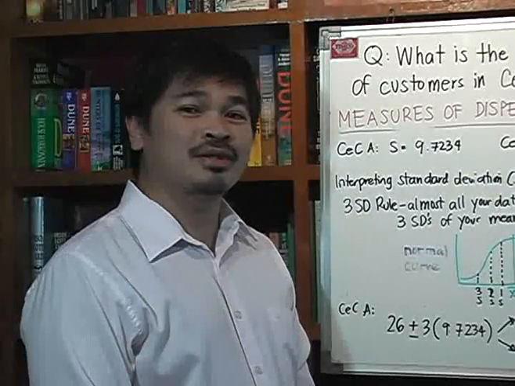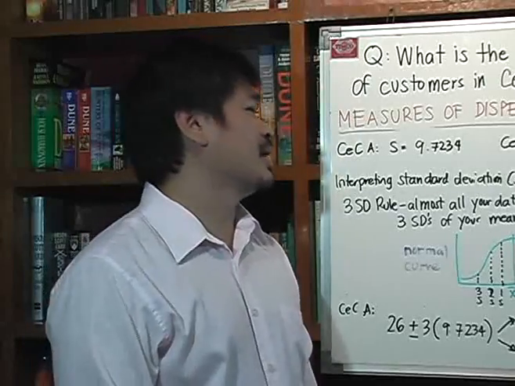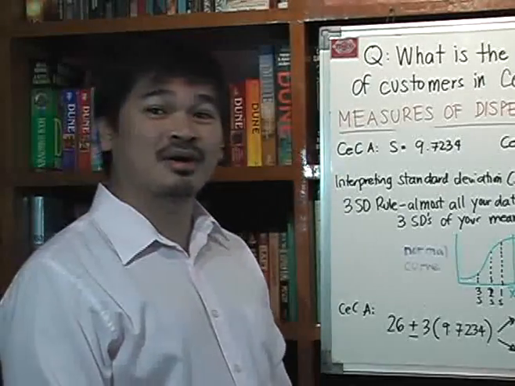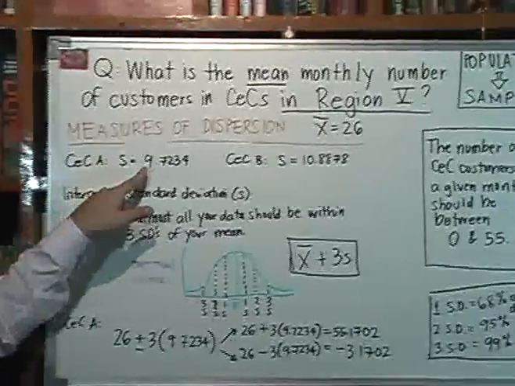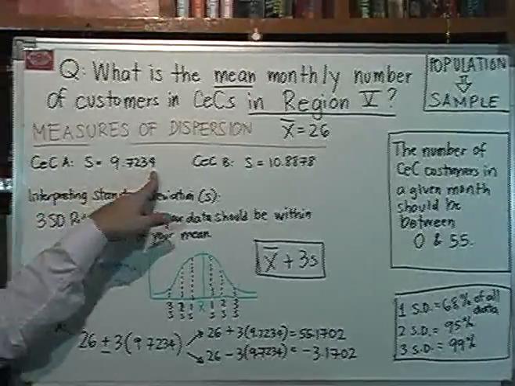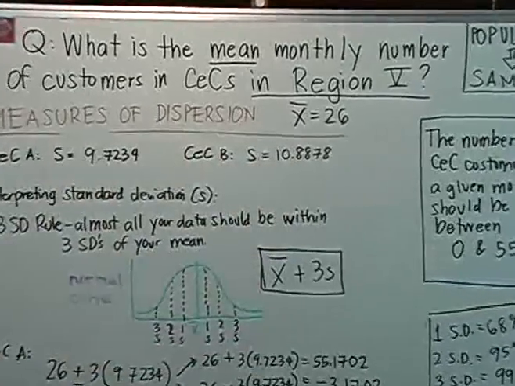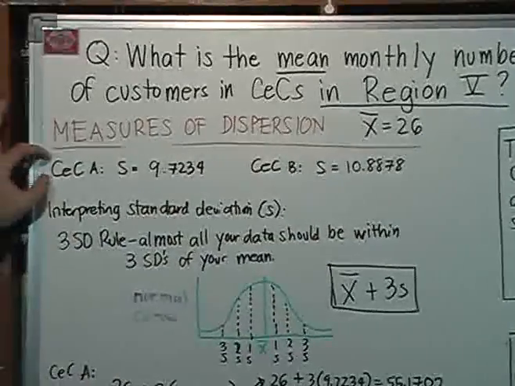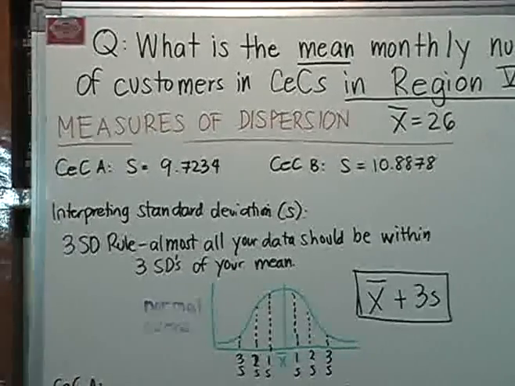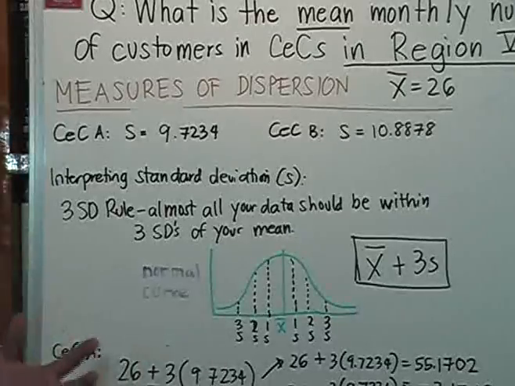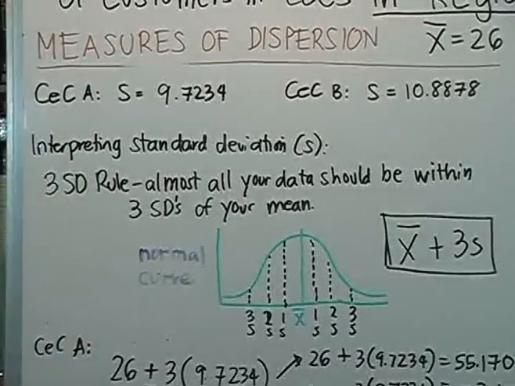So how do we interpret and apply standard deviation in our example? Based on our computations, the standard deviation that we got in CEC-A is 9.7234 customers. For CEC-B, it's 10.8878. Let's focus on CEC-A as an example. In interpreting and applying standard deviations, we use what is termed the 3 standard deviation rule.